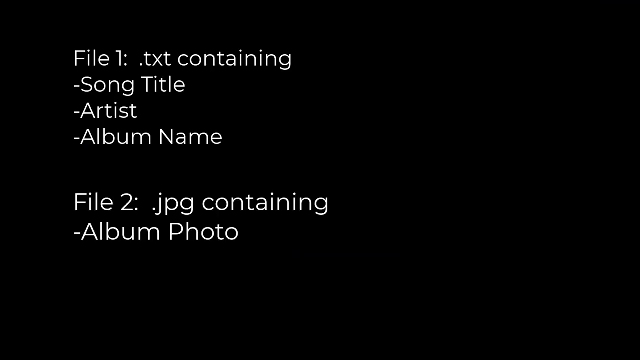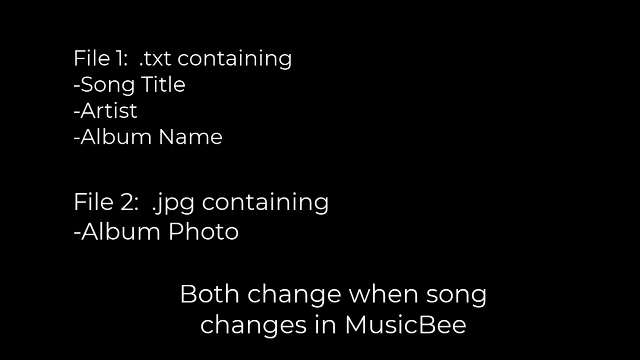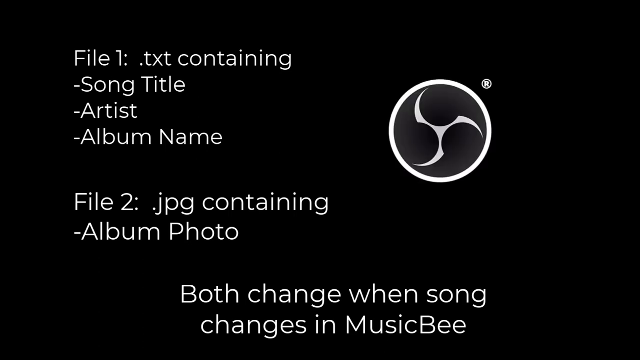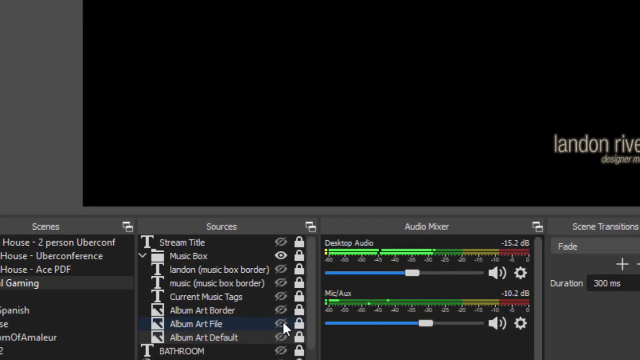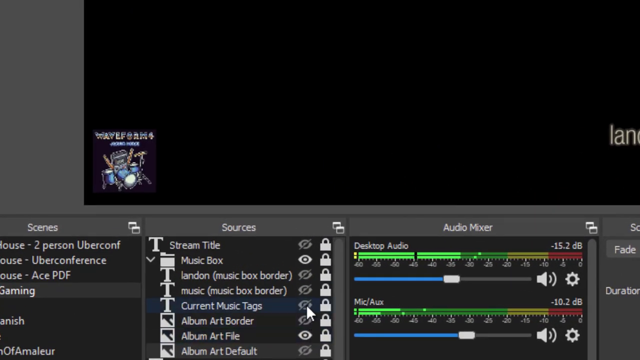The big thing to keep in mind is that we've got files that are constantly changing, and that's just the format we need for making a dynamic element in OBS. So, how do I create it in OBS? Well, all it comes down to is having 2 main sources. One for your album art file, and one for your current music tags.